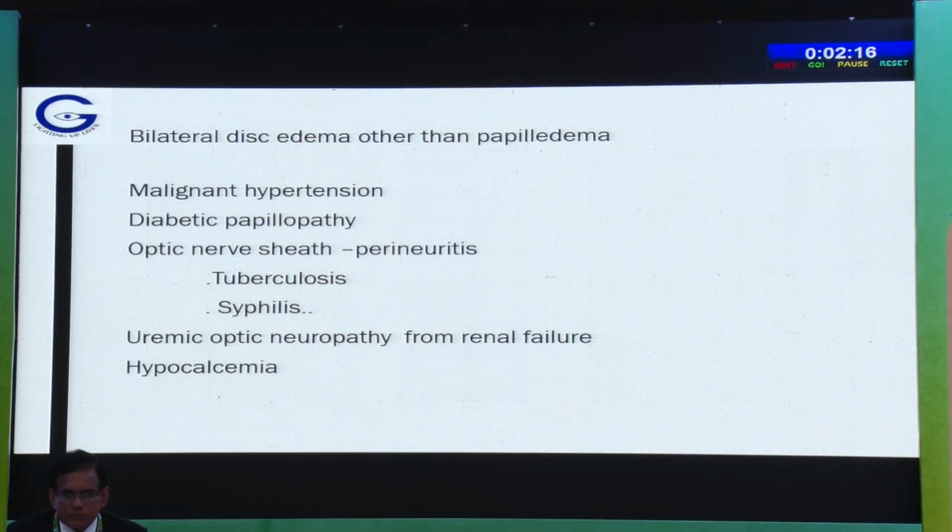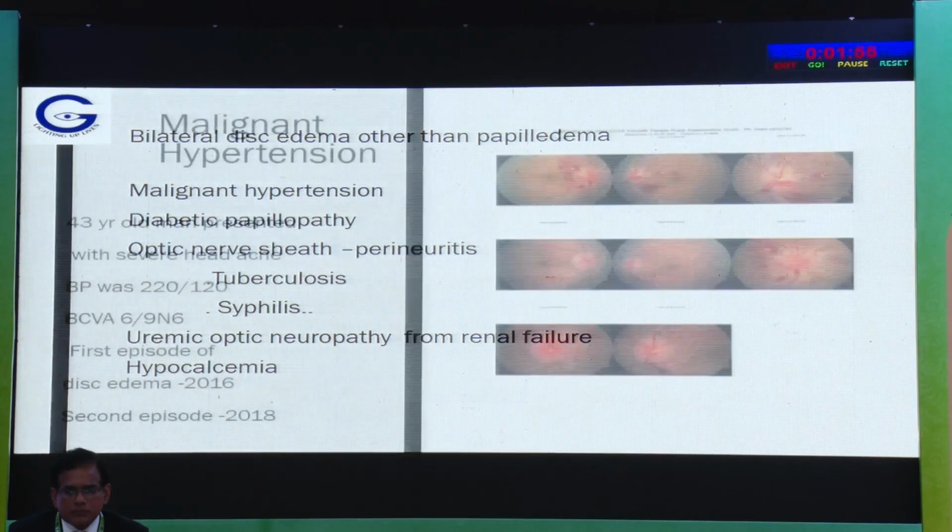So apart from bilateral papilledema, malignant hypertension is very important. The other things we should have in mind are diabetic papillopathy, infectious conditions like optic nerve sheath perineuritis because of tuberculosis, syphilis, uremic optic neuropathy, hypocalcemia, etc.